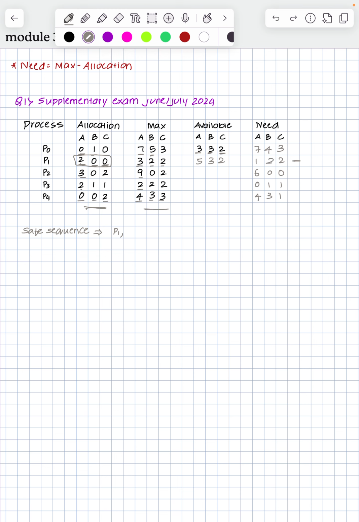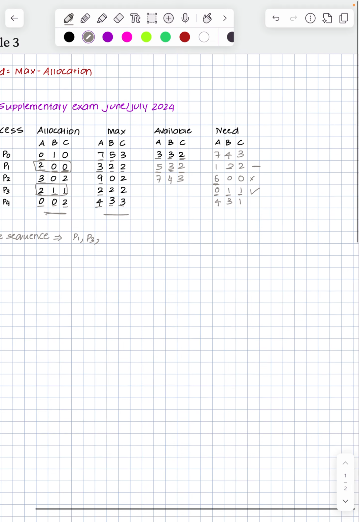Next, let's check with P2. We need 6, we have 5. It will not be satisfied. So next, let's go to P3. We need 0, we have 5. We need 1, we have 3. We need 1, we have 2. This will satisfy. So now let us write P3 and then add the allocation of P3. So 5 plus 2 is 7. 3 plus 1 is 4. 2 plus 1 is 3. This is the new available.